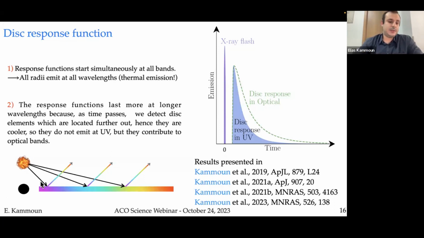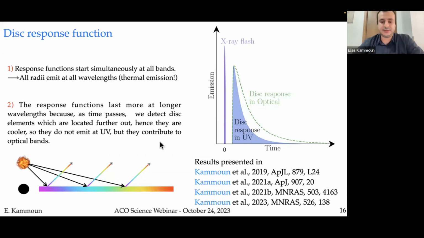So practically, we go from a picture where each radius will emit in approximately one wavelength to one where each radius is emitting at all wavelengths at the same time. But then as we go further out, we have more emission in the long wavelength than in the short wavelength.